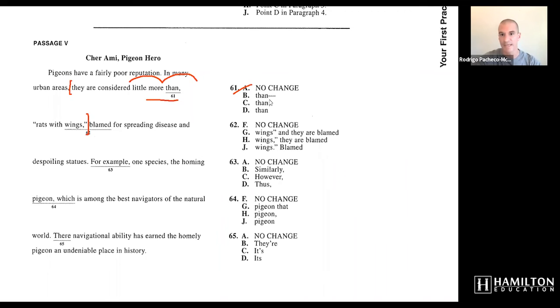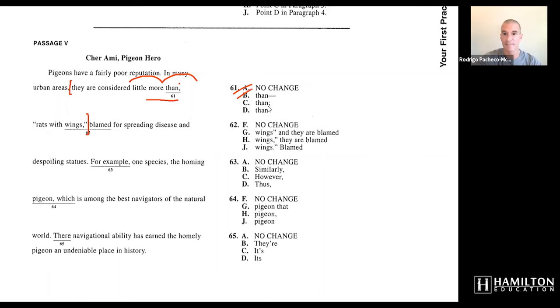B gives us a dash. When we use a single dash, this mimics a colon. And the thing to remember is that a colon or a single dash here would be considered a type of end punctuation, which means that we would have to treat it as a period. And we know that we can't end the sentence there after "than," so we can eliminate B.